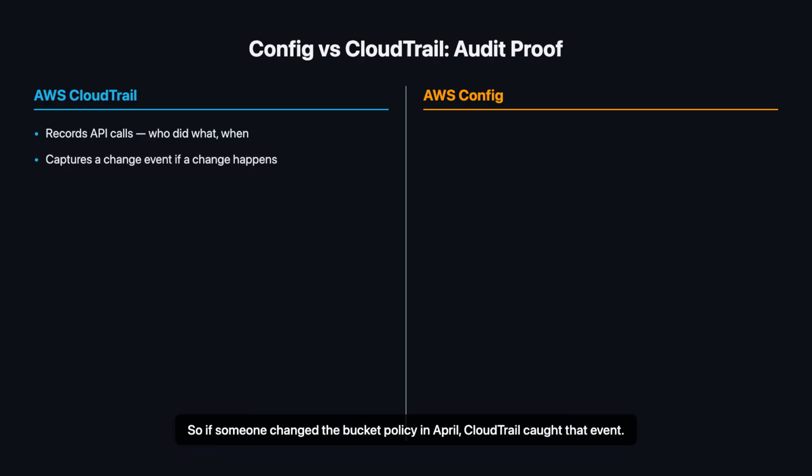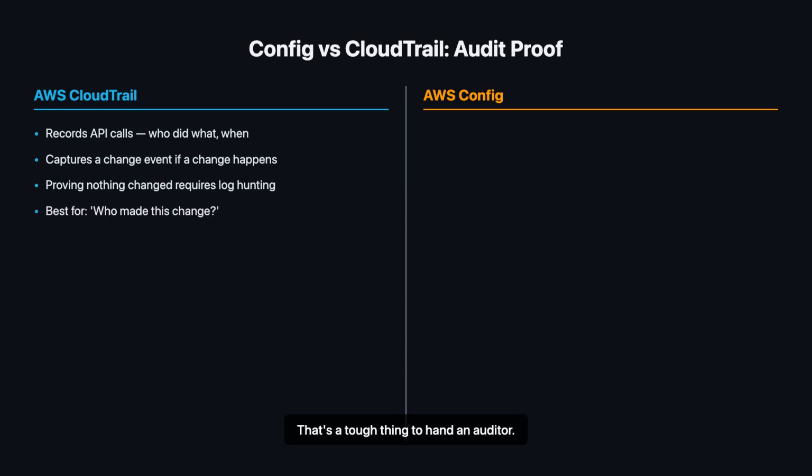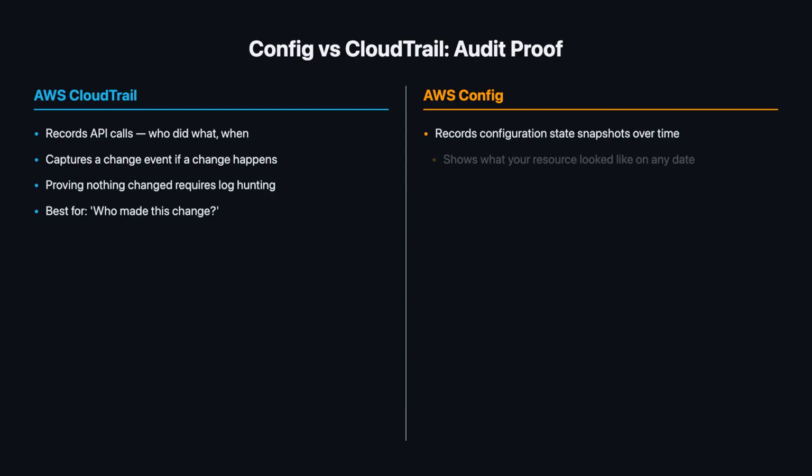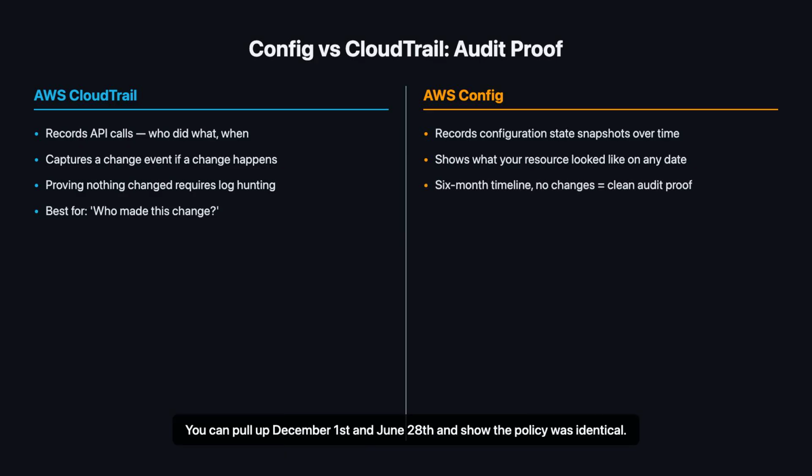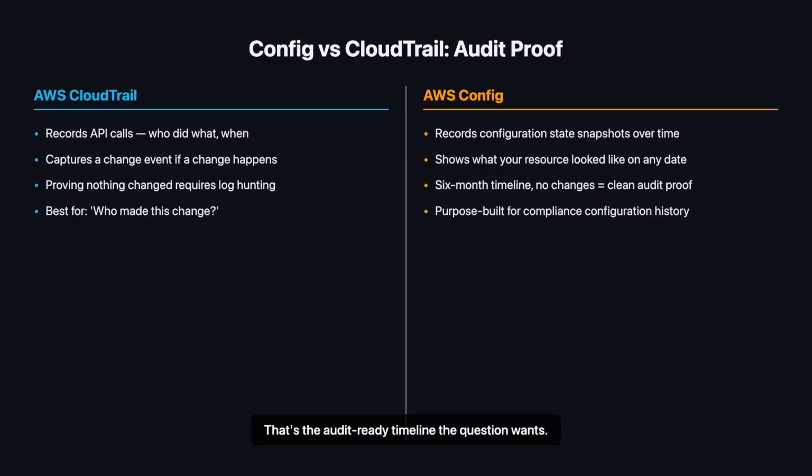So if someone changed the bucket policy in April, CloudTrail caught that event. But if nothing happened, you're hunting through logs for an absence of evidence. That's a tough thing to hand an auditor. AWS Config works differently. It takes configuration snapshots over time. You can pull up December 1st and June 28th and show the policy was identical. That's the audit-ready timeline the question wants.